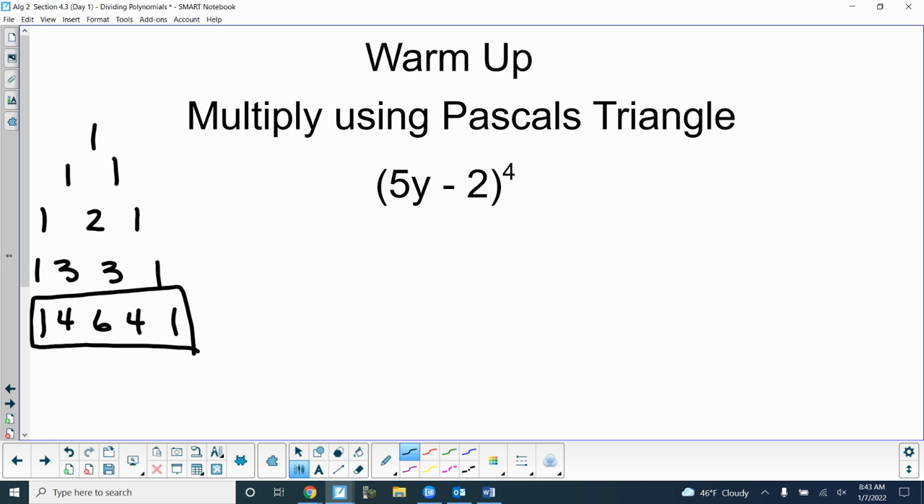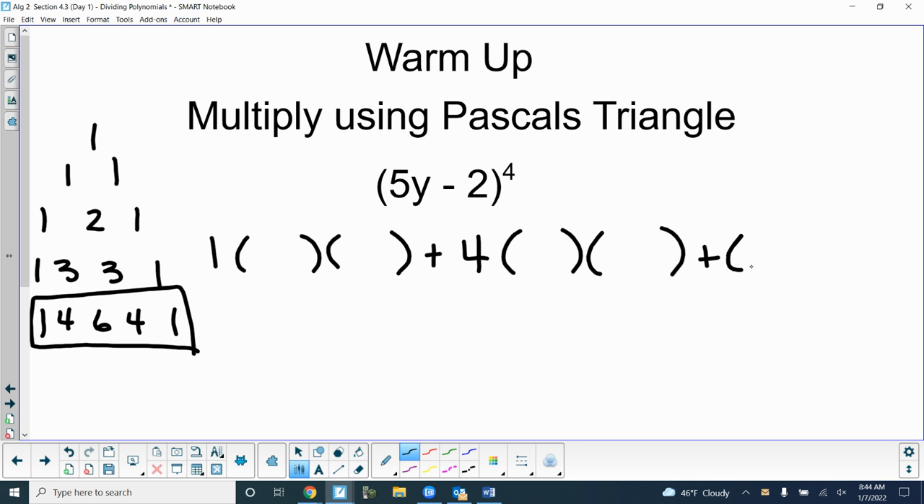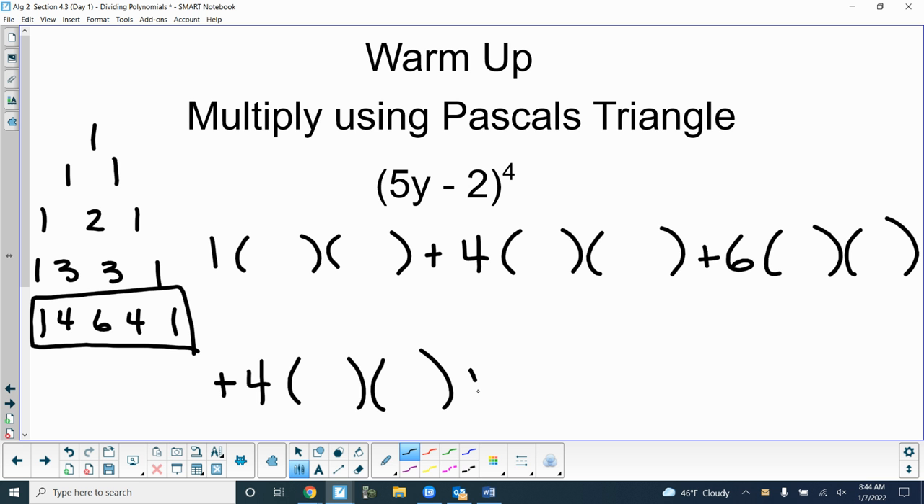So I'll do my 1 and 2 sets of parentheses and my 4 and my 6, and then I'll just continue down here. It's always plus in between, and then our 1. Okay? Any problems so far? This thing needs unplugged and replugged.